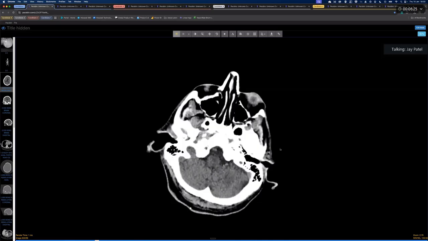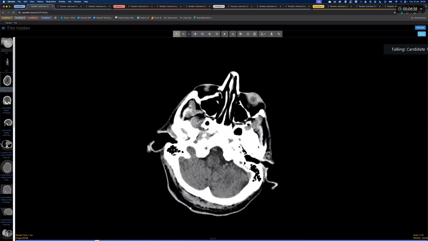Okay, so let's commence. This is a gentleman who's presented with confusion, and it's just a CT head. Don't worry about the thumbnails on the side of the screen. I'll just take the mouse for a second. You can change the window by clicking on the button at the top there, if you need to. And otherwise you can scroll accordingly. So go ahead, talk me through this case.